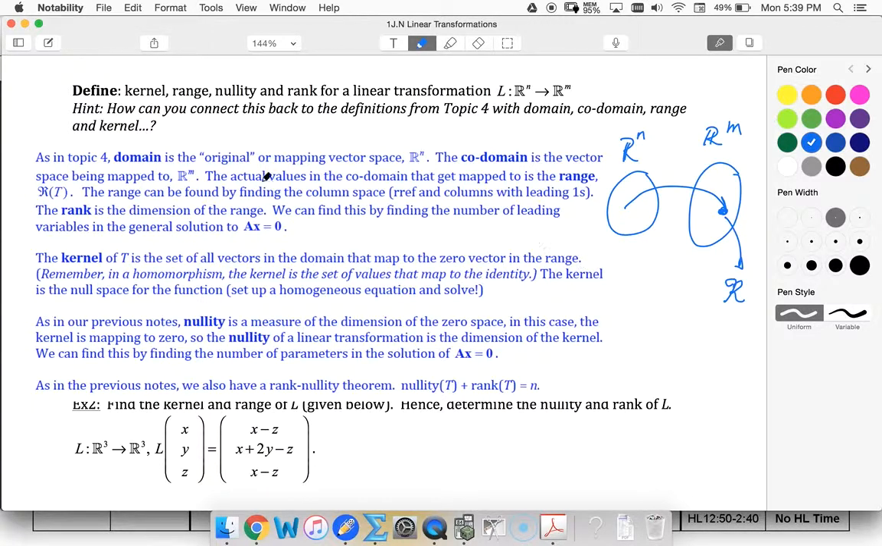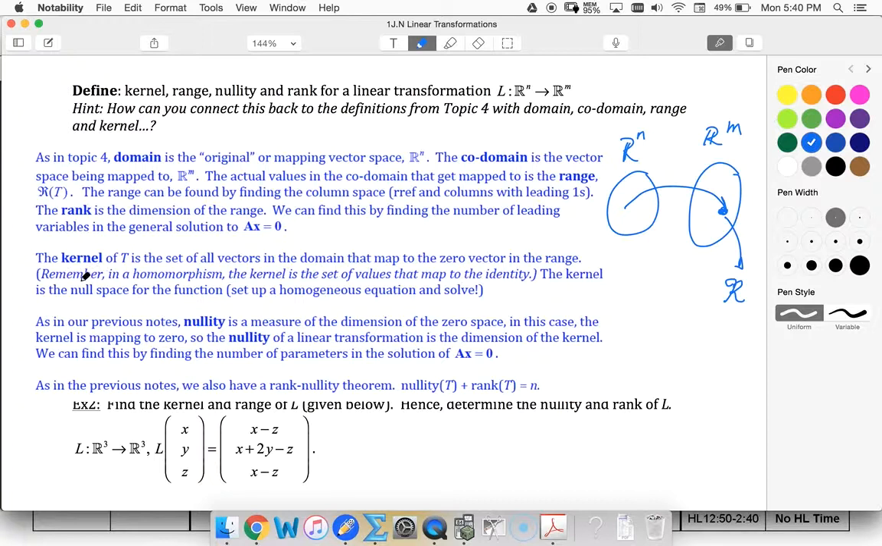Just like before, if we want to find the rank, we can find the dimension of the range. Finding the dimension of the range, we can find our column space. So set up our reduced row echelon and look for the leading ones. We can set it with our homogeneous equation, finding the leading ones again, but it doesn't have to be just the homogeneous equation. We're really just looking at the reduced row echelon form of A.